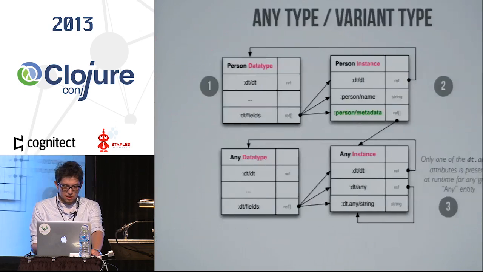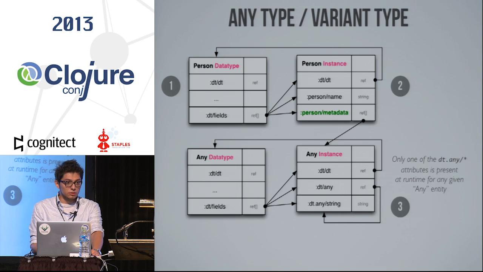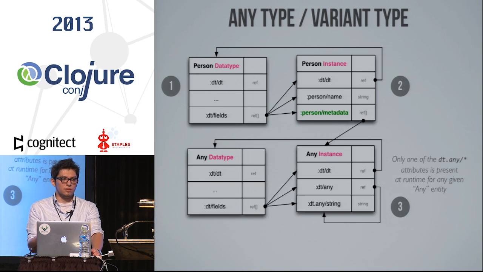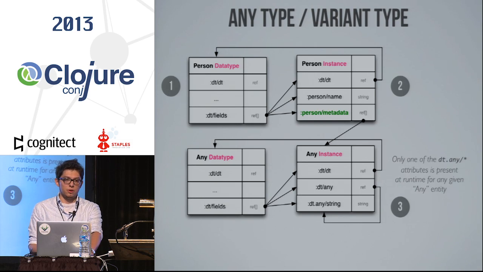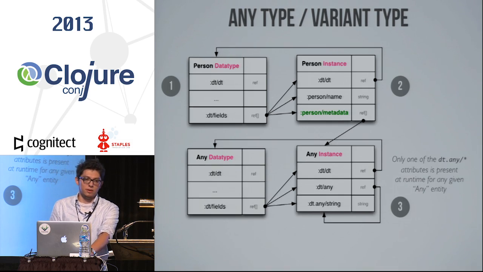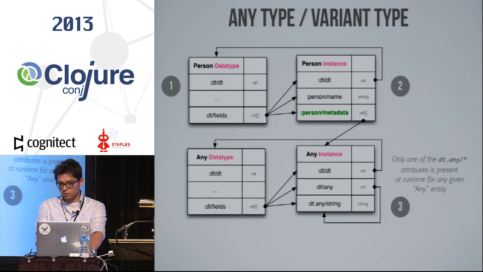And the diagram, again, looks something like this, where that person metadata in green is really a pointer to a bunch of any instances. And this is analogous, I guess, if you will, to the metadata support in Clojure. So you can have any arbitrary data structures attached to an entity. So this is a way to do this in Datomic.